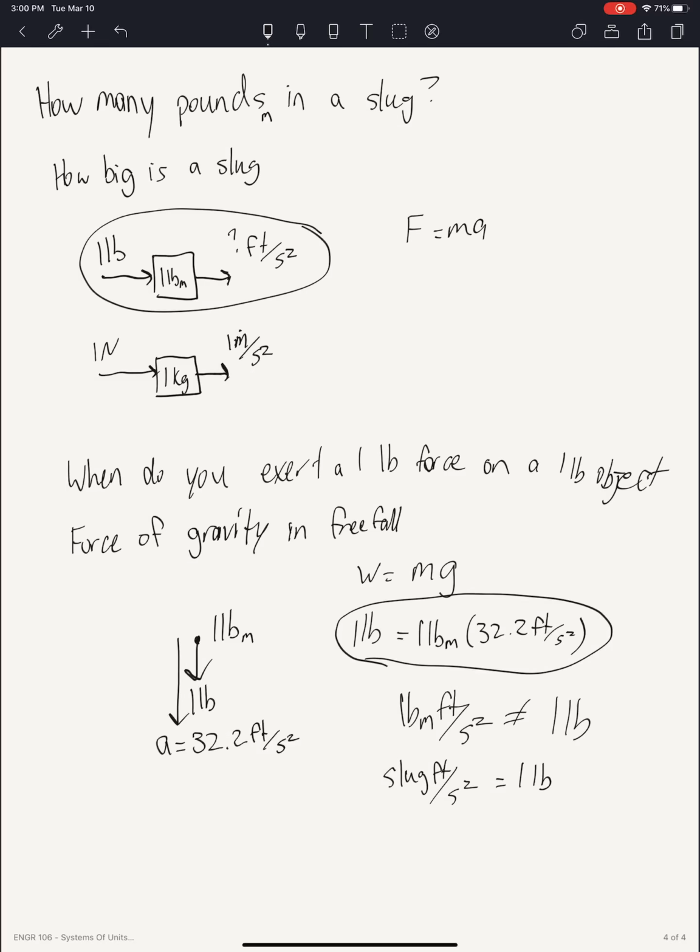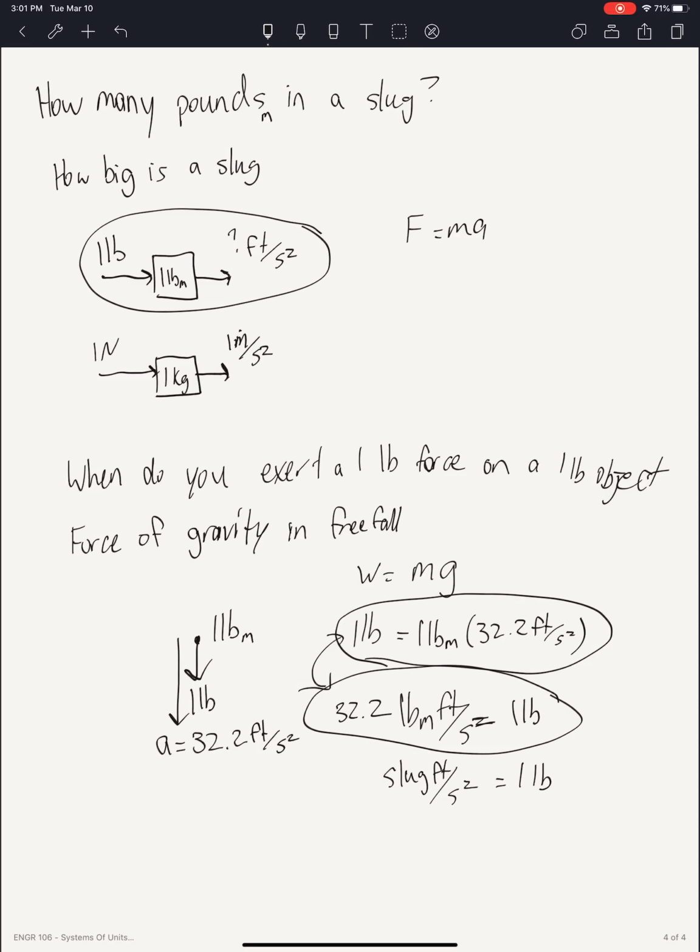What we just discovered based on this formula is that 32.2 pounds mass feet per second squared is equal to a pound. I didn't quite say that right, did I? This is the same equation as this. They're the exact same thing. I've simply rearranged them.